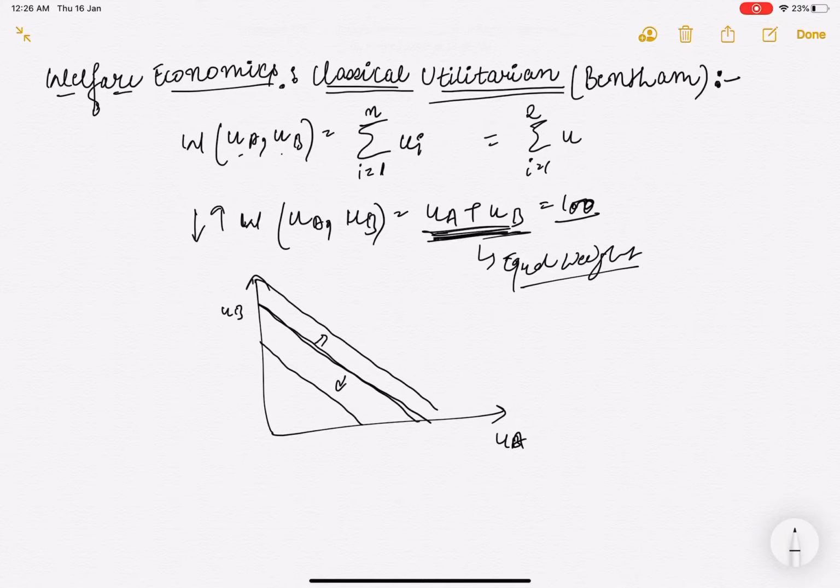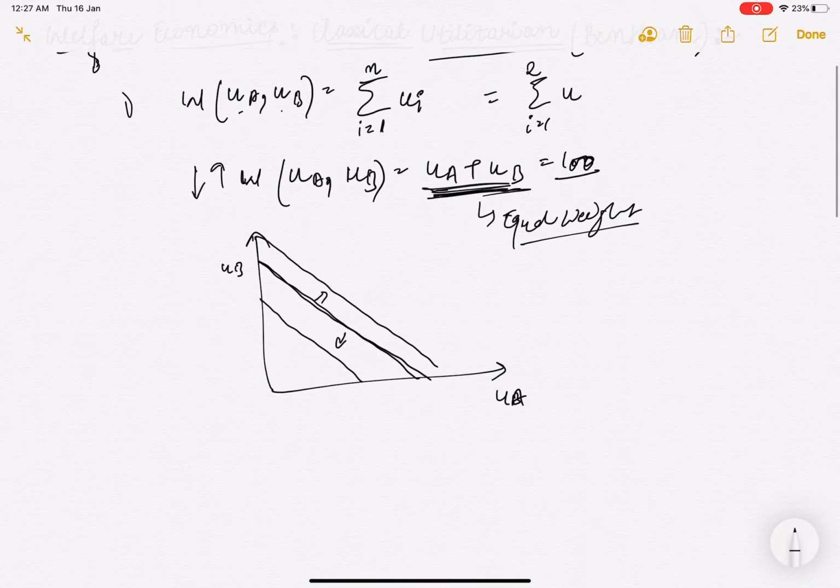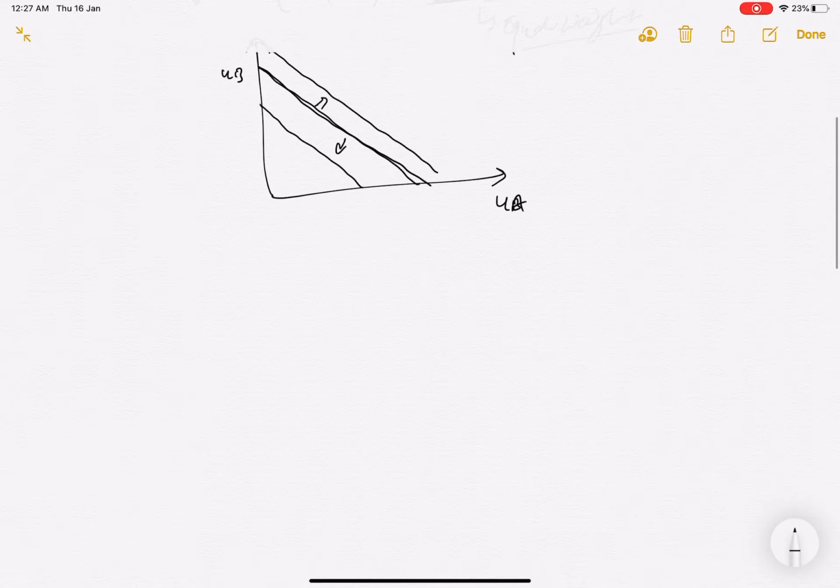So that you have to note. And the second that we are going to talk about would be the Rawlsian welfare function.